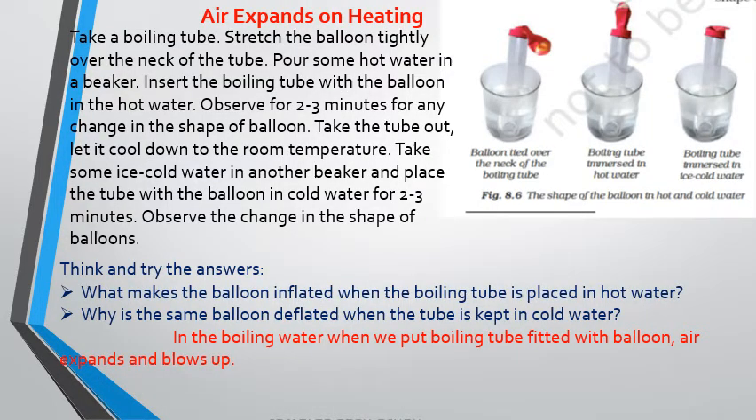Now another property is air expands on heating. This we can conclude by taking a boiling tube and stretching a balloon tightly over the neck of the tube. Now pour some hot water in a beaker. Insert the boiling tube with the balloon in the hot water. Observe for 2-3 minutes for any change in the shape of the balloon. Now take the test tube out and let it cool down to room temperature. Take some ice cold water in another beaker and place the tube with the balloon in cold water for 2-3 minutes. Now observe the change in the shape of the balloon.